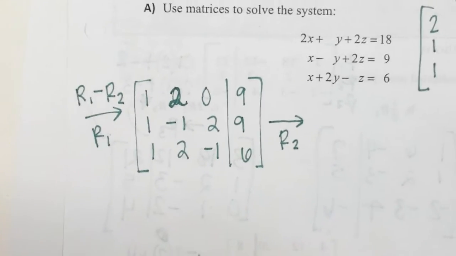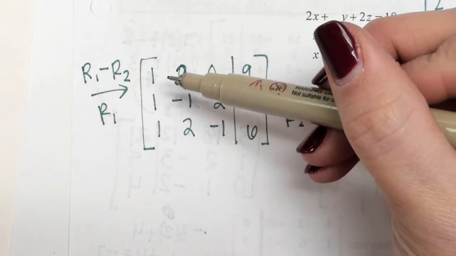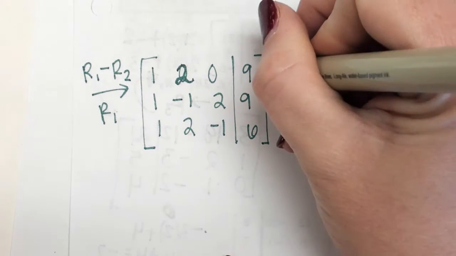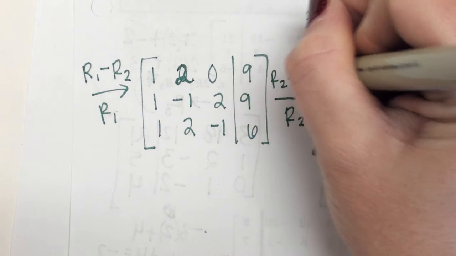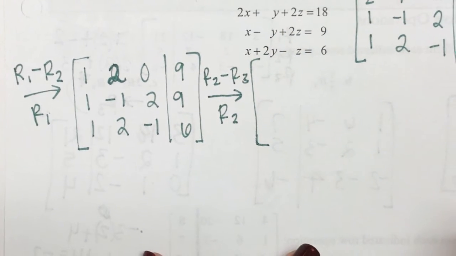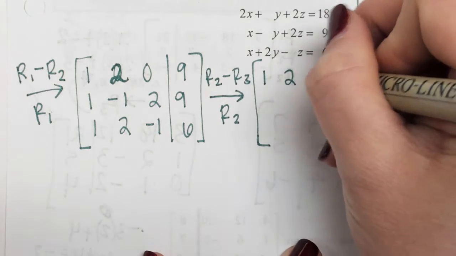Alright, so I will let y'all choose. Do you want to do like row 2 minus row 3, row 2 minus row 1? What do y'all want to do? Row 2 minus row 3. Alright. What's the 2 rows that are going to stay the same here? 1 and 3. Yes, go ahead and write them.